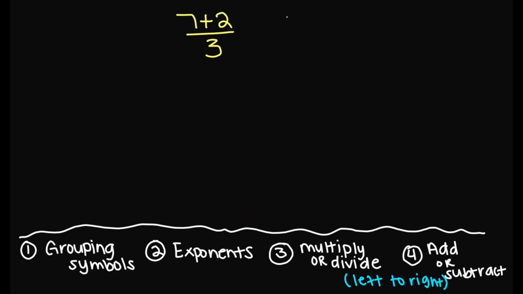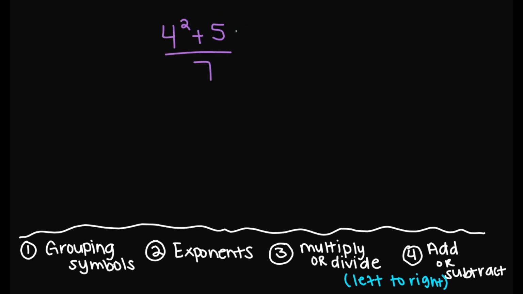Let's look at this example here. So 7 plus 2 divided by 3, I'm going to add in my numerator. So 7 plus 2, this is going to equal 9. And then my denominator is still 3. So now we have 9 divided by 3. This is going to equal 3. So your final answer here is 3.